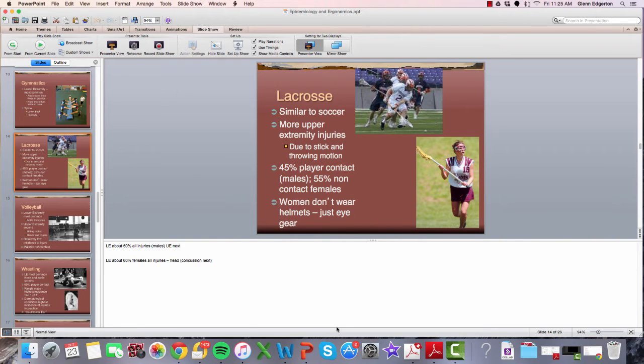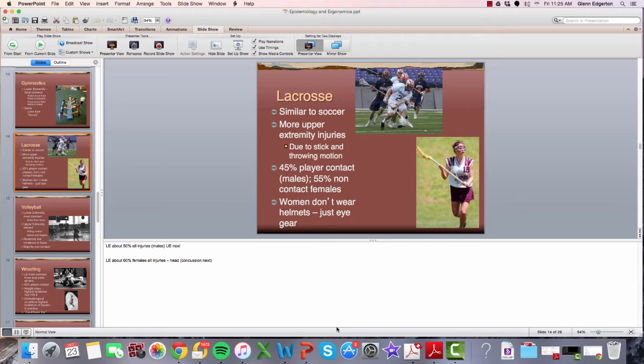Lacrosse is very similar to soccer as far as the sport is concerned, but yet there's more upper extremity injuries in lacrosse, and that really has a lot to do with the stick and the throwing motion. If you've never witnessed a lacrosse game before, I highly encourage it. Very exciting to watch, very fast to watch, but very physical and a lot of contact in men's lacrosse.